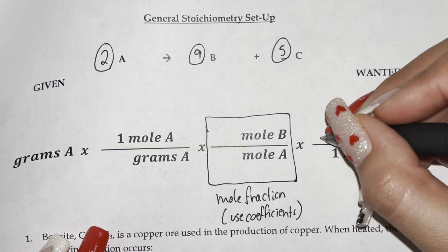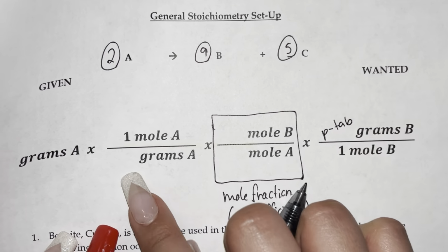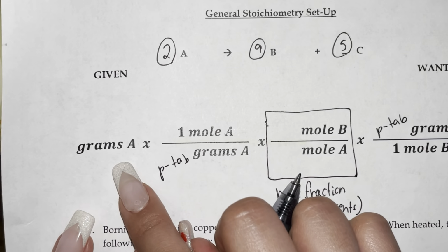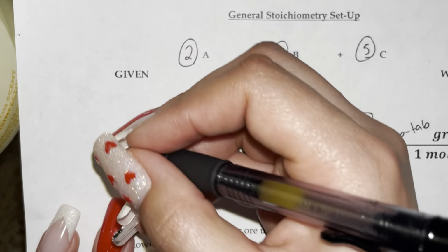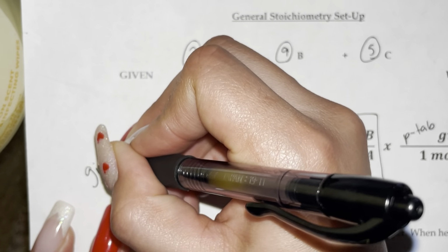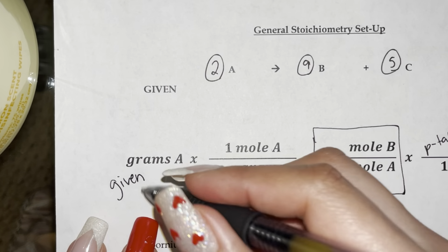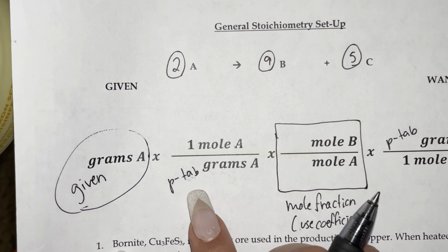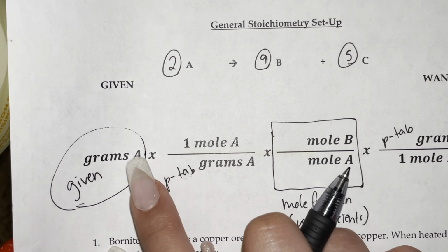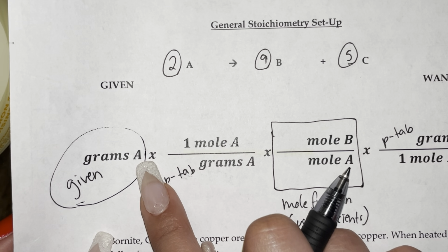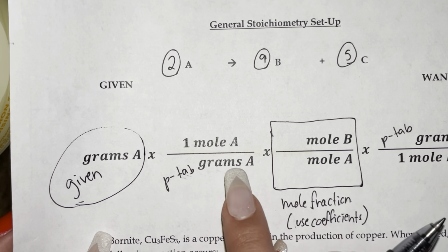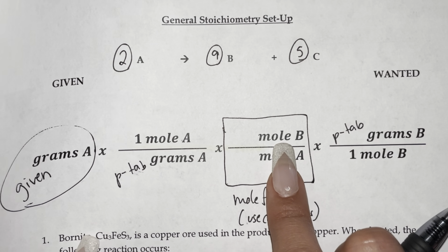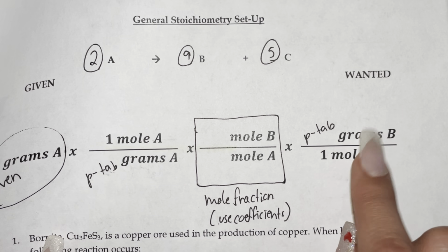Just in case you forget, the grams, you get them from your p-tab. Okay? So I have my given. Typically it is going to be your grams of A. So this will be your given. Then you're going to find this on your p-tab. 1 mole of that on top of A. So if this is, I don't know, water. Grams of water, 1 mole of water, grams of water. Moles of water, moles of, I don't know, alcohol. Moles of alcohol, grams of alcohol.